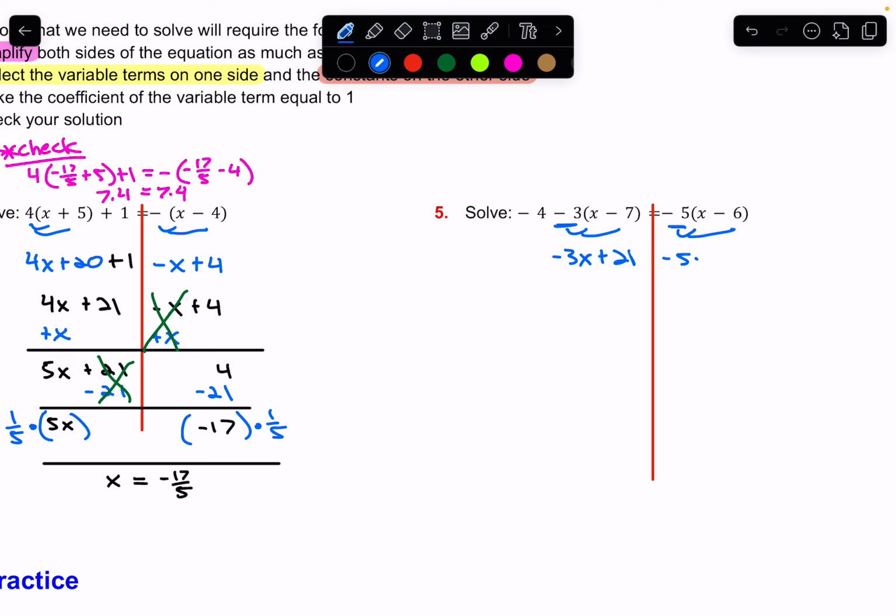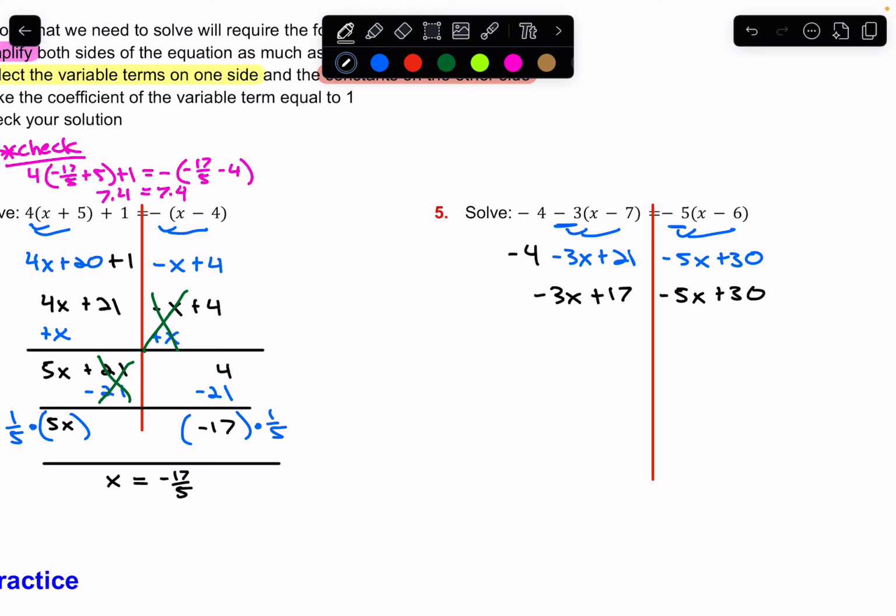Now I'm going to combine like terms on the left side. So negative 3x plus 17 is 21 minus 4. The right side's going to stay the same. And now I start moving around x terms. Okay, I prefer to always get the x's on the left. However, that's not required. You could put them on the right. But for sake of consistency, I always like to move them to the left.